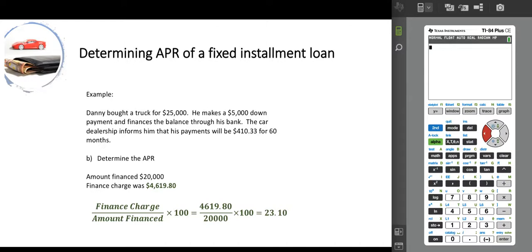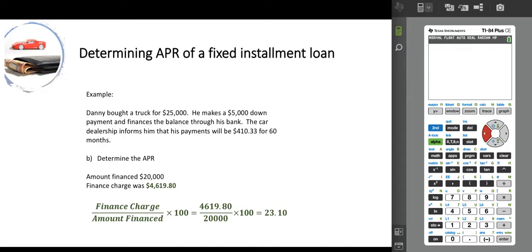Determine the APR. You're going to want to write down this formula. So the APR is determined by finding that value in the table. And to calculate that value, how much money was charged per $100, we're working backwards. We're going to take the finance charge divided by the amount financed, which in this case is $4,619.80 divided by the amount financed, $20,000. You multiply that by 100, and $23.10 is the amount that Danny is paying for every $100 he borrowed.